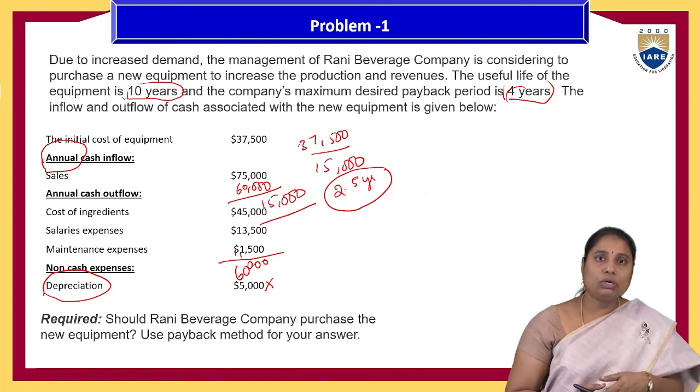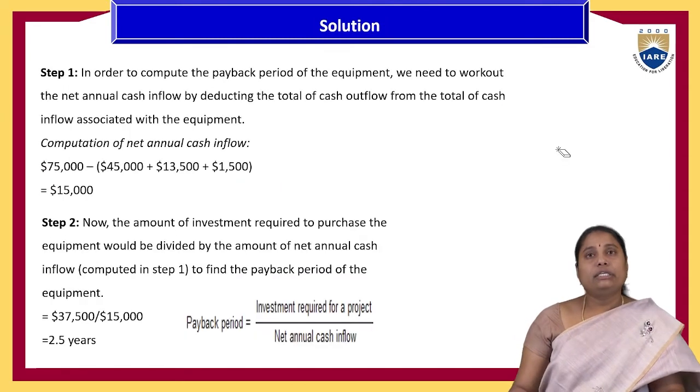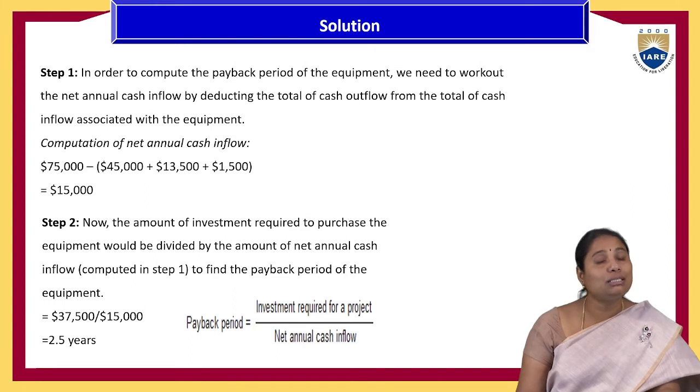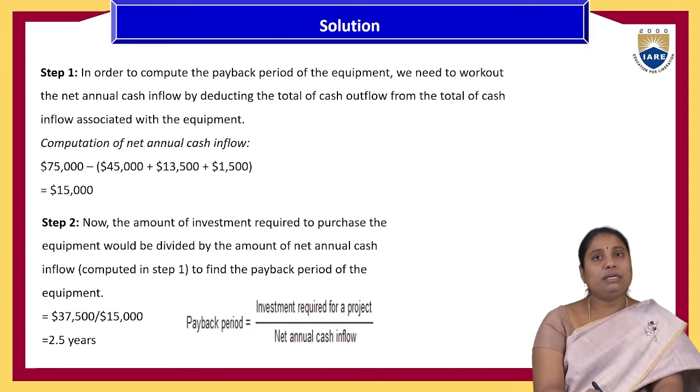This is orally only, but let me have the discussion on how to calculate this step by step. Step 1. In order to compute the payback period of this equipment, we need to work out the net annual cash inflows by deducting the total cash outflows from the total cash inflows associated with this particular equipment. So here it is the same: they are expecting sales of 75,000 minus all the costs incurred for that product, which equals 15,000.